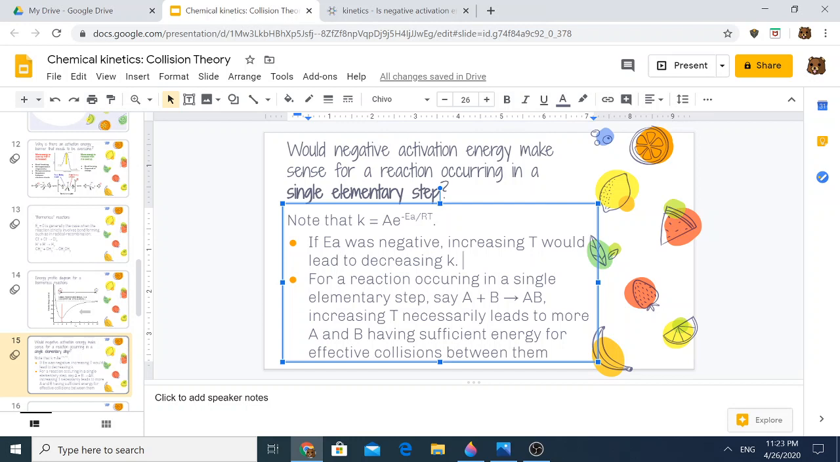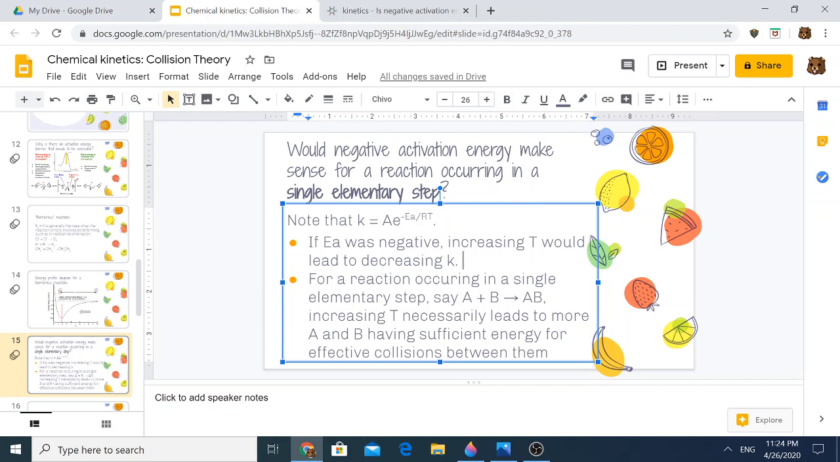And so by increasing T, by increasing the denominator in the exponent, when this exponent is strictly positive, we will expect the exponent to become smaller and smaller, to decrease essentially. And if the exponent were to decrease as T increases, the exponential factor e to the power of negative EA over RT would also decrease as temperature increases. And hence, if EA was negative, increasing temperature would lead to a decreasing rate constant.